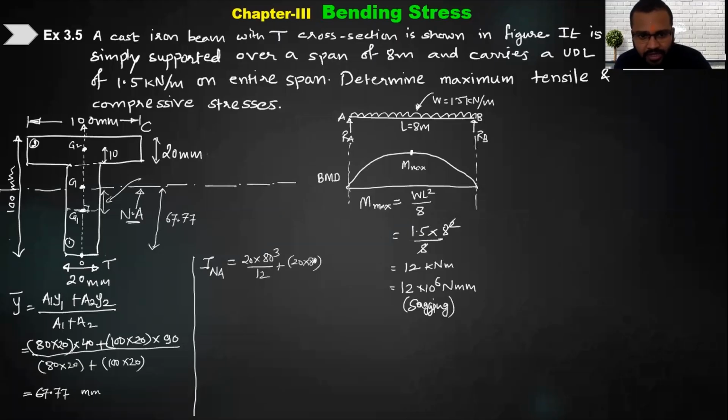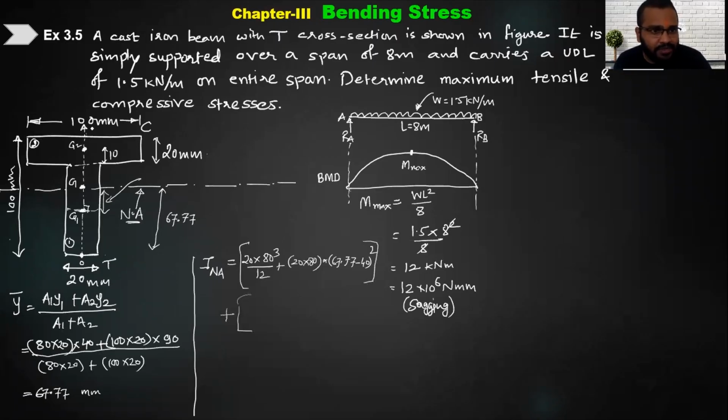We have to subtract 40. So that is 67.77 minus 40, the whole square. Okay. And this is my inertia of the first rectangle, plus the inertia of the second rectangle.